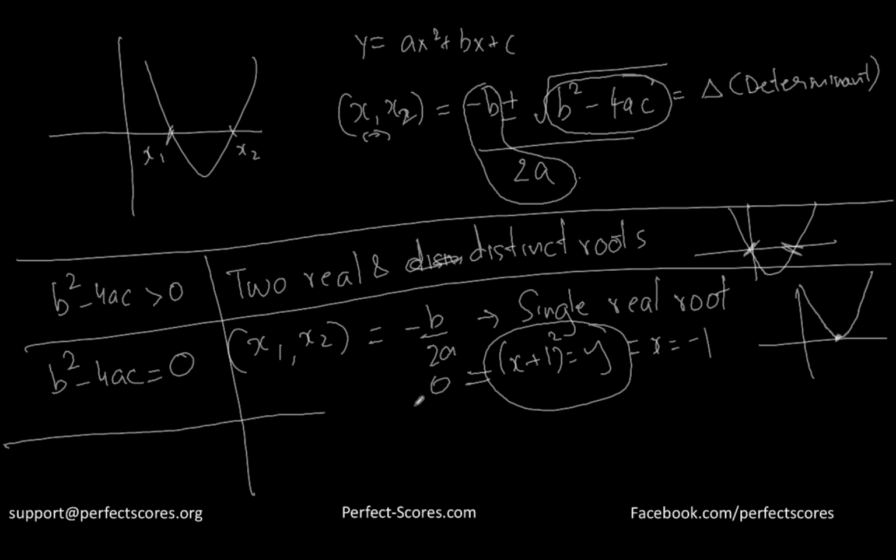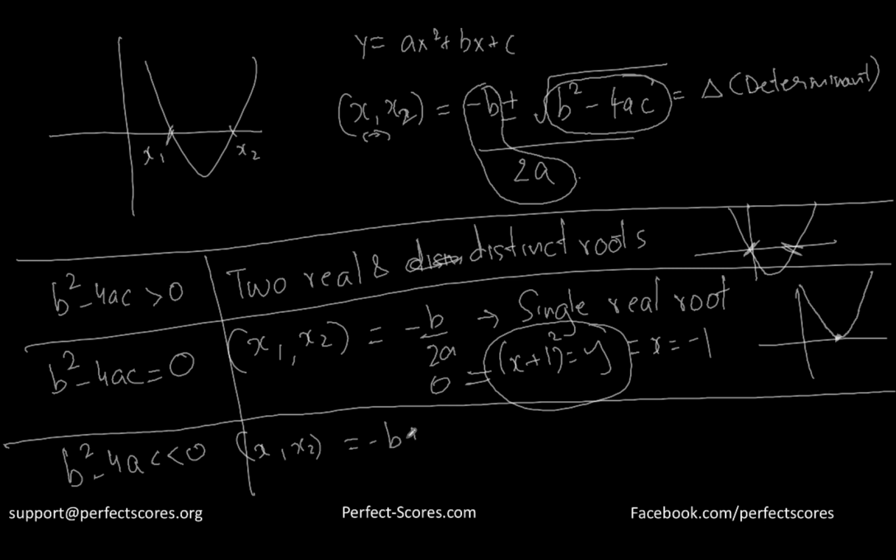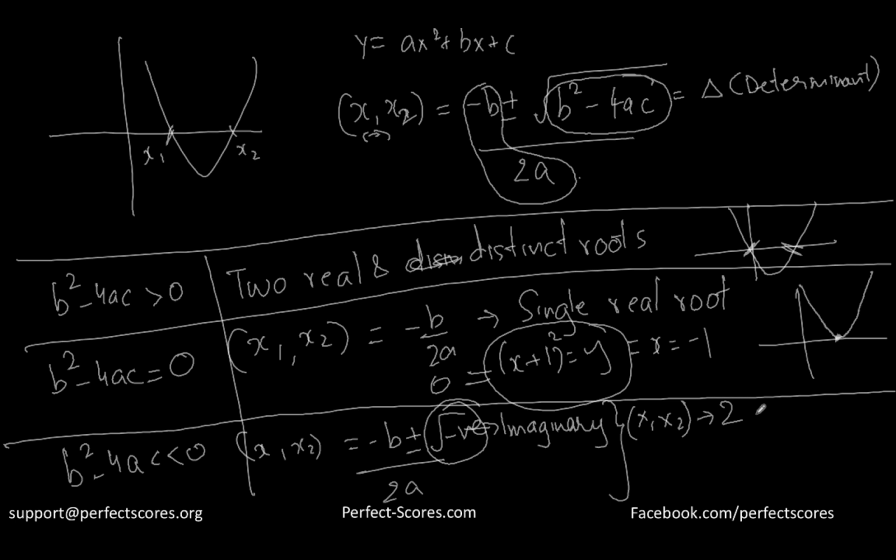And the next case is when b squared minus 4ac is less than 0. Then your x1 and x2 values are equal to minus b plus or minus the square root of a negative number, divided by 2a. Square roots of negative numbers are imaginary numbers. They're not real. That means your values of x1 and x2 are going to be imaginary, so you're going to get two distinct imaginary roots.